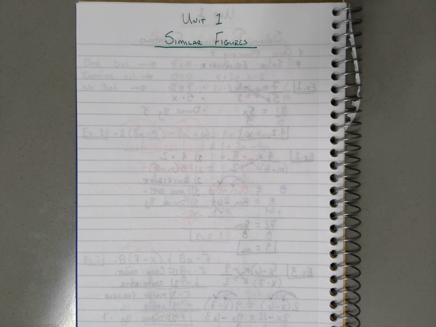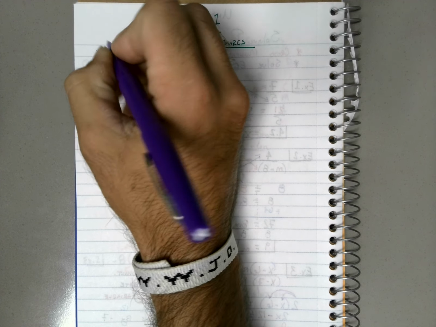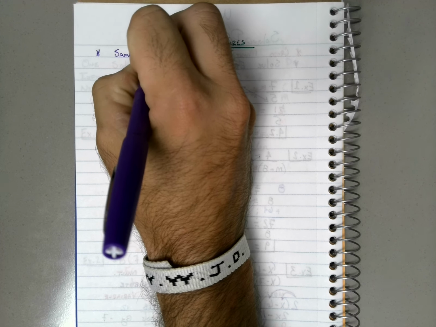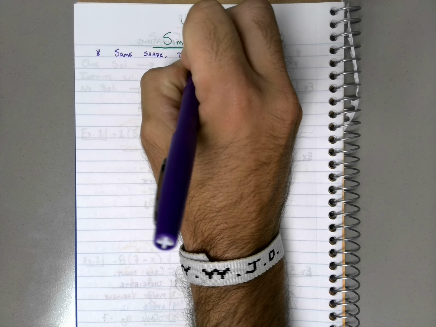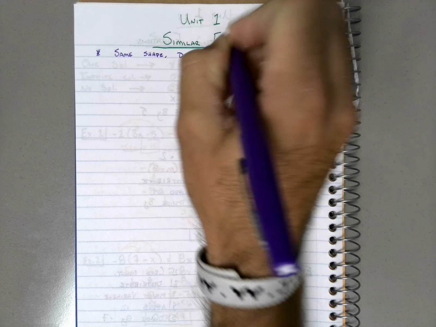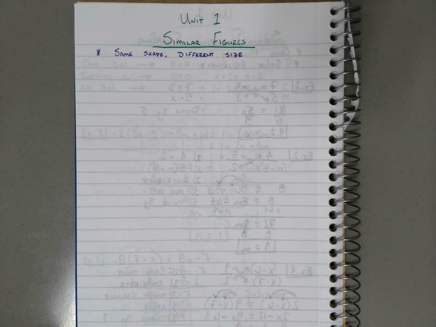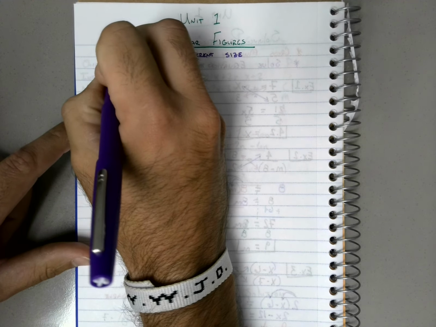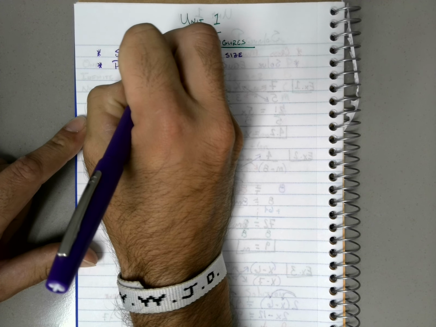So here are some things we need to know that make figures similar. The first one is they're the same shape but different sizes. Same shape, different size. All right. Another thing is they have proportional sides.